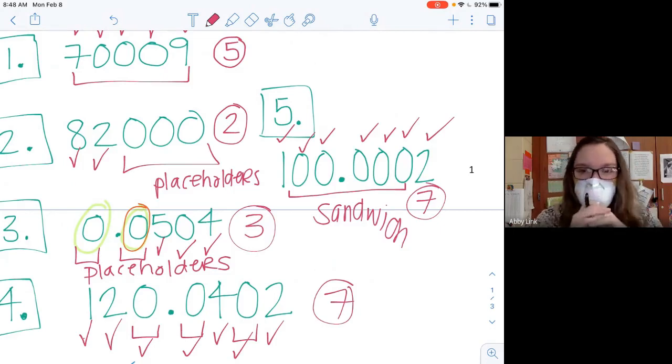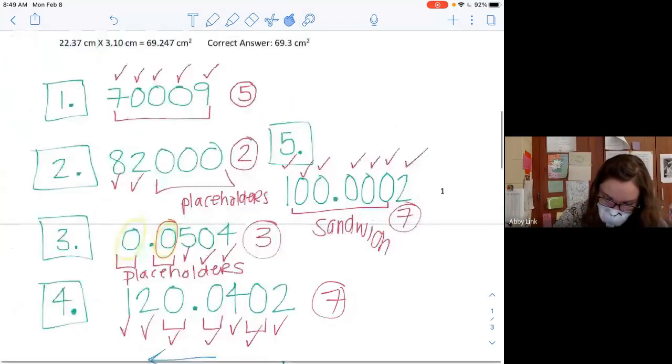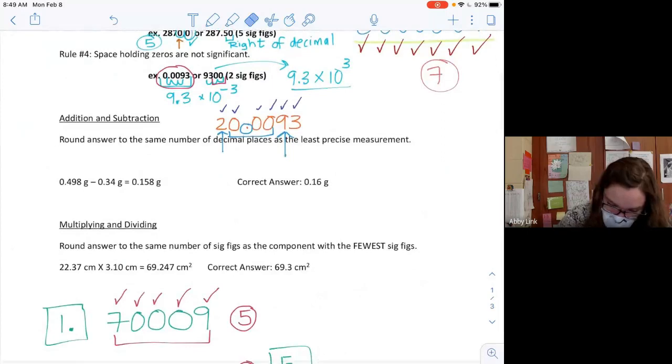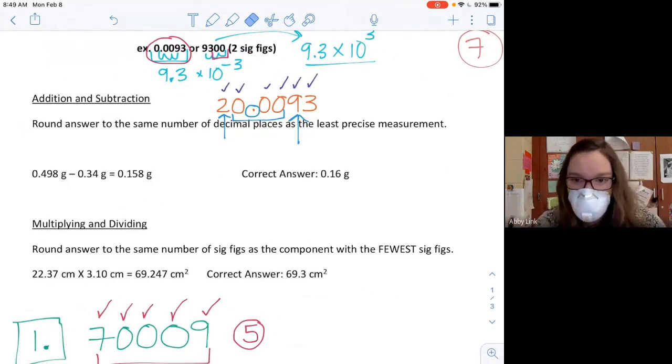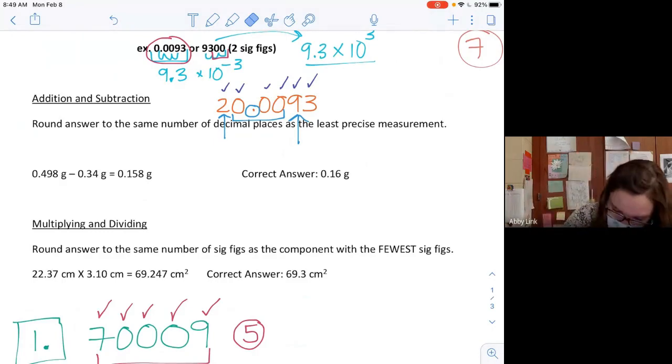All right, friends, any clarifying questions that you might have for me right off the bat? Okay. Please don't hesitate to interrupt me if you come up with a question, especially if you see a number and you're like, oh, wait, what about this instance? Because that's often how we learn best here, especially with sig figs.